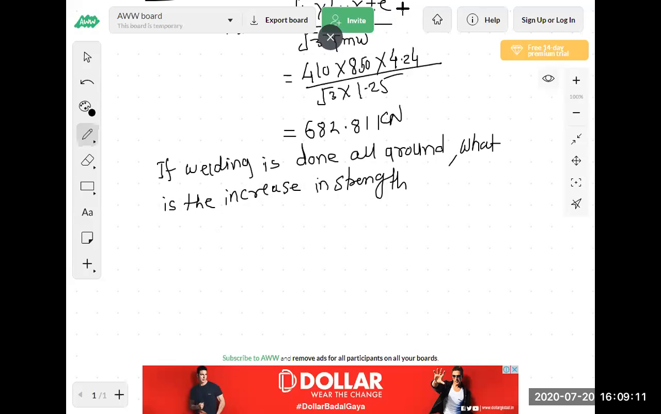Then now here again we have to follow the procedure. So here step 1, again same, S is equal to 6 mm. Then step 2, again same, that is t is equal to 0.707 into S.